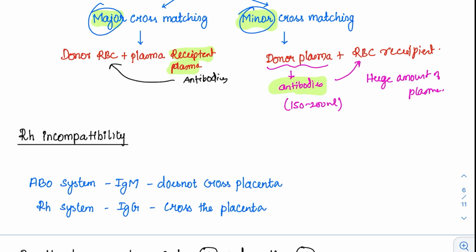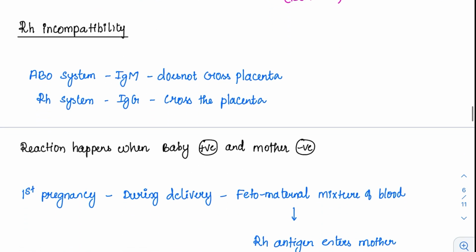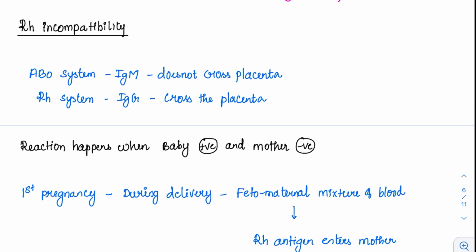Now coming to the Rh incompatibility. So before blood is cross matched, we do this. But there is one important incompatibility which happens between the mother and the fetus. That is called Rh incompatibility. So what happens here? Usually ABO incompatibility does not happen. Suppose the mother is A group and the father is B group and the child is born with B group.